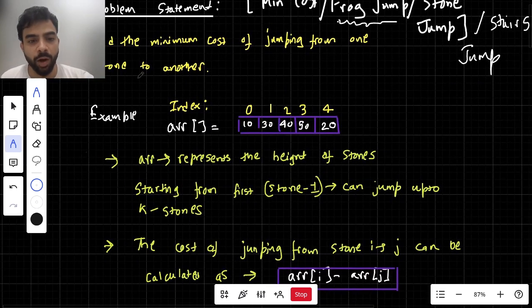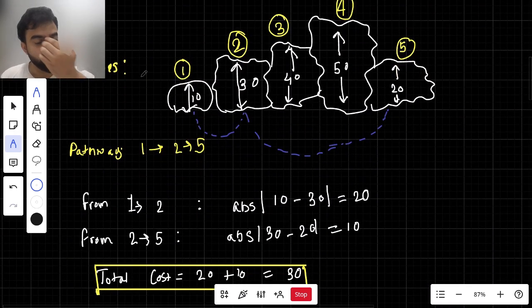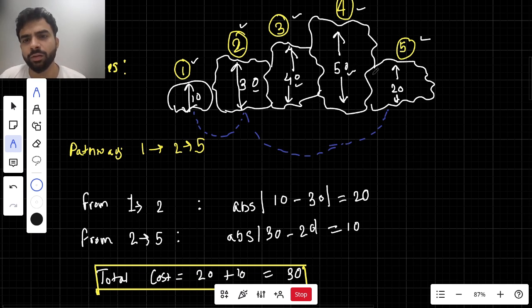So let us read the particular problem statement. It is saying that we have to find the minimum cost of jumping from one stone to another. Let us first understand this with the help of this diagram. This is a stone, and the stone has a particular height. The stones are numbered from 1 to 5. This is stone number 1, this is stone number 2, this is stone number 3, this is stone number 4, and this is stone number 5. Each stone has a particular height. This stone is of height 10, then the second stone is of height 30, then the third stone is of height 40, and the fourth is of height 50, and the extreme last is of height 20.